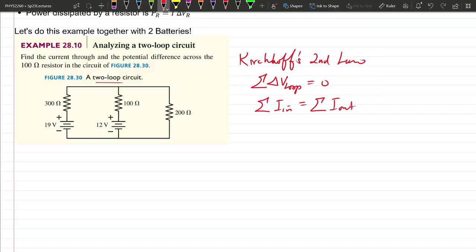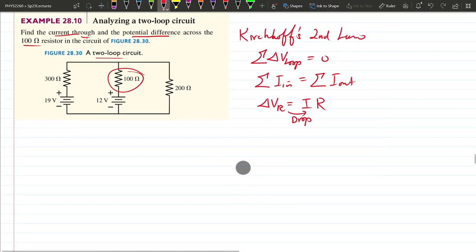Okay. The other important thing is actually also Ohm's law. The change in voltage across a resistor is I times R, and this is always a drop, okay? So let's see what happens. In this little example, they want you to find the current and the potential difference across this 100 ohm resistor. We're going to do it for everything, but the answer is focused on that, okay?